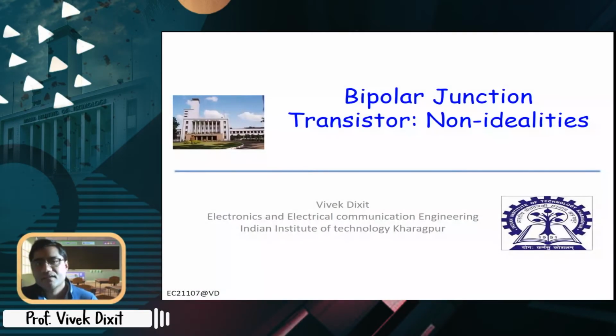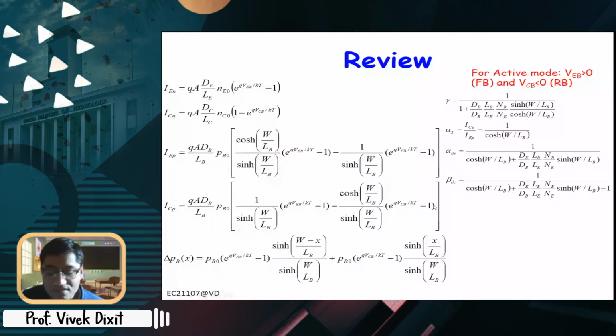In last class, we discussed the basics of BJT. There we derived the IV equation, so let us have a review of all those equations. For the emitter, we had two equations, one for IEN, the electrons, this is for a PNP transistor, electrons entering from base to emitter.